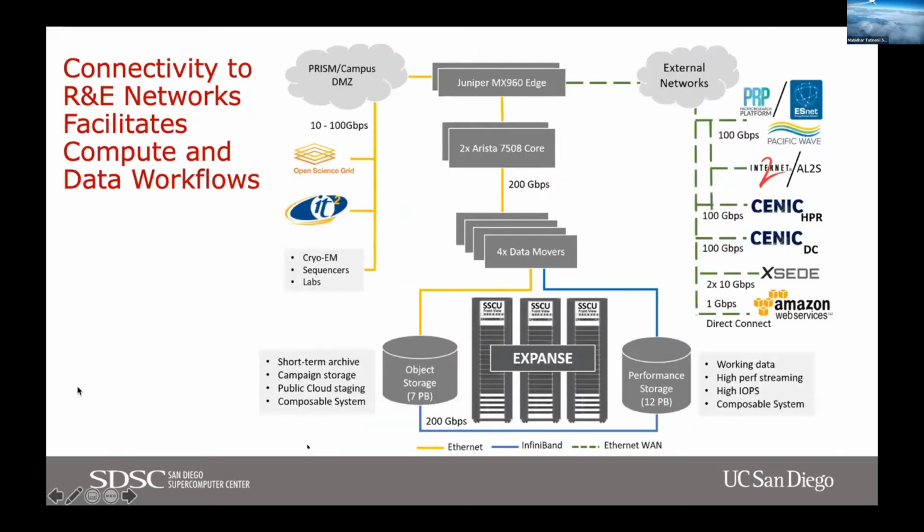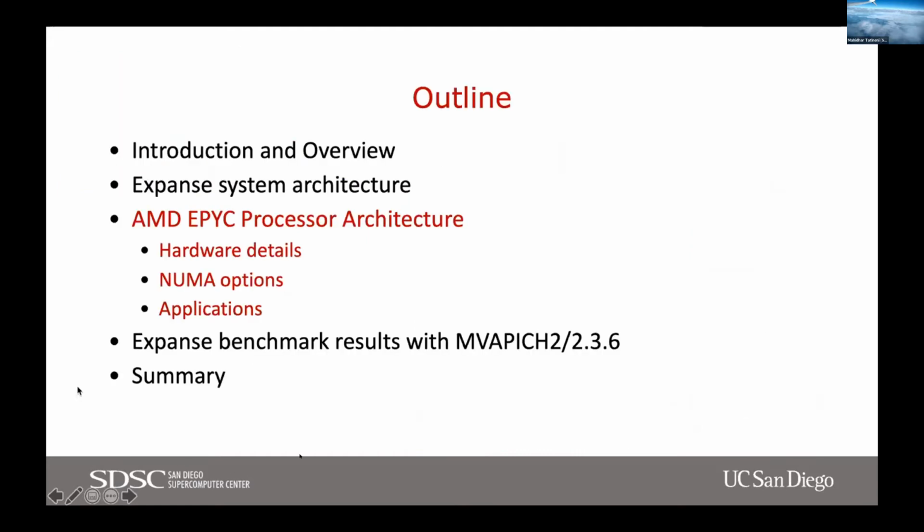And all of this connects out to our wider network, both through the data mover nodes and through Arista switches. So you can get 100 gig connectivity to CENIC and 20 gigs into XSEDE. We also have some direct connect options into Amazon, which we will be using for cloud bursting testing.